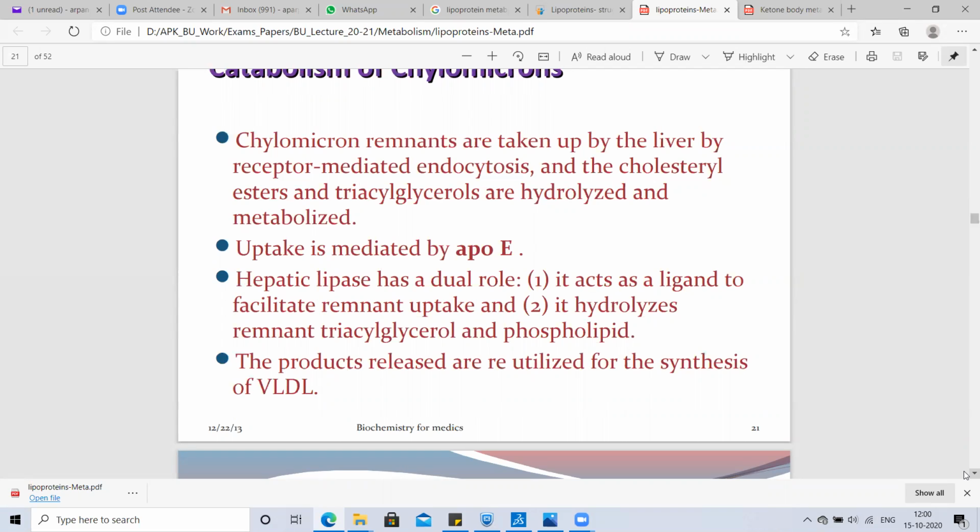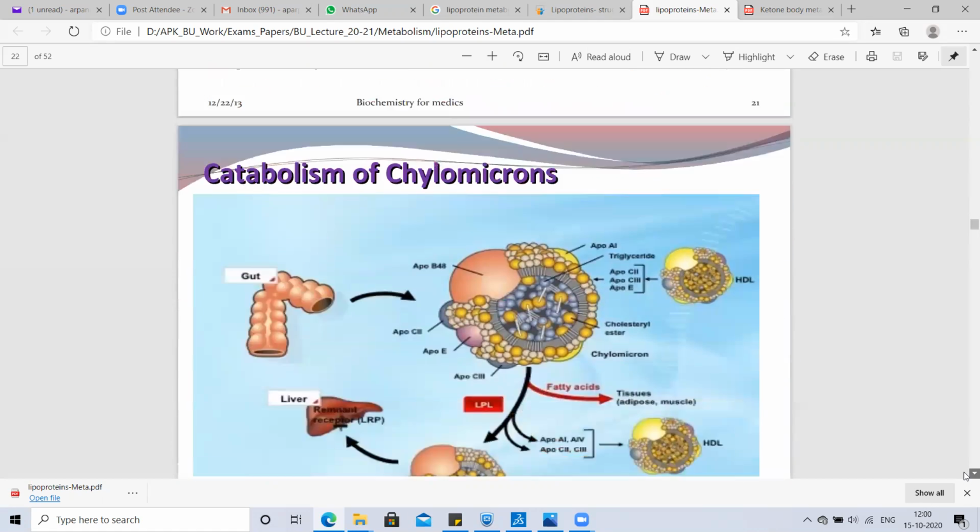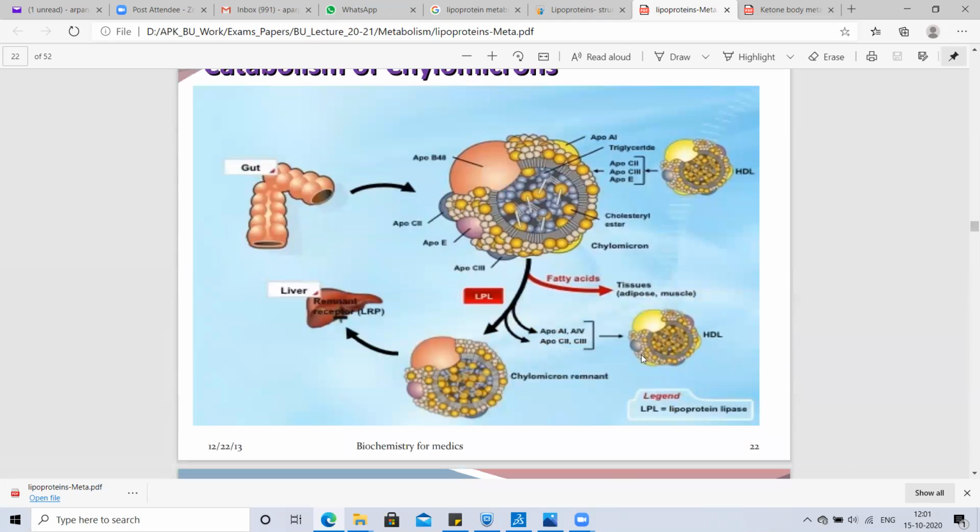So hepatic lipase has a dual role. The first role is to act as a ligand to facilitate remnant uptake, and the other one is to hydrolyze remnant triacylglycerol and phospholipids. Basically, the products released are reutilized for the synthesis of VLDL. So the digestive products of chylomicrons are reutilized for VLDL synthesis. This is the overall catabolism pathway.